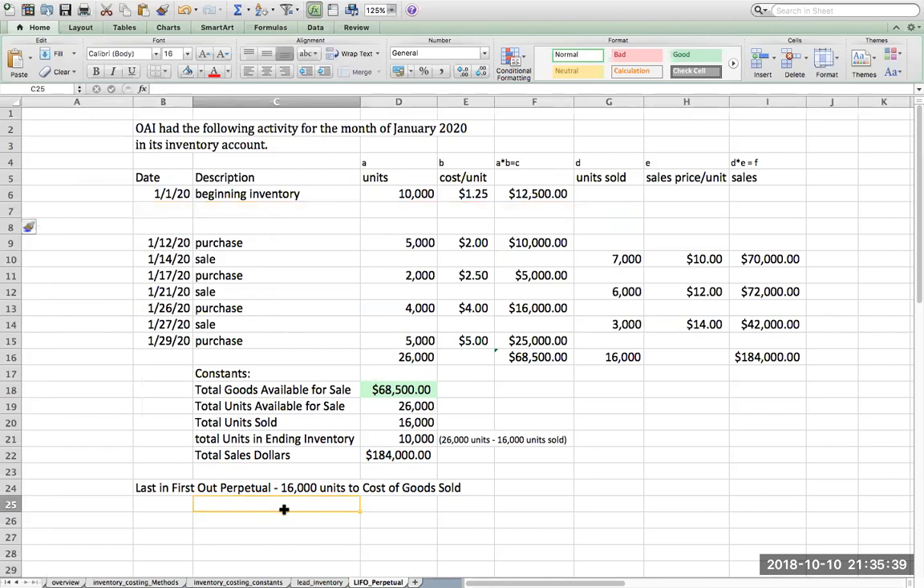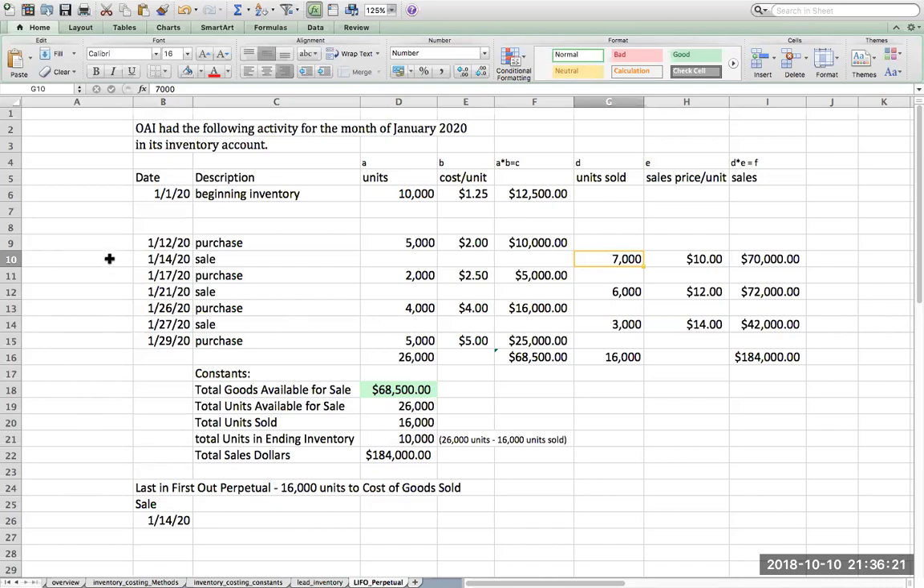So last in, first out perpetual. When I'm doing a perpetual method, the dates matter. So I know I need to expense the cost of 16,000 units to cost of goods sold. I'm going to start here with my sale of 1/14/20. Here I sold 7,000 units. So I'm using last in, first out. The last goods in are going to be the first ones that are expensed to cost of goods sold.